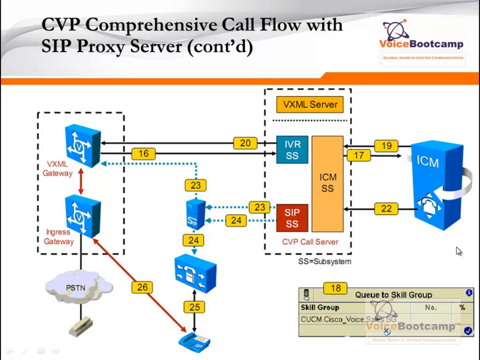Once the call manager accepts the incoming SIP trunk call, it will then route the call to the available agent, which in this scenario is step number 25. Once the agent answers the call, an RTP session between the ingress gateway and the agent will be established. So this is the overall overview of the comprehensive call flow model with CVP.